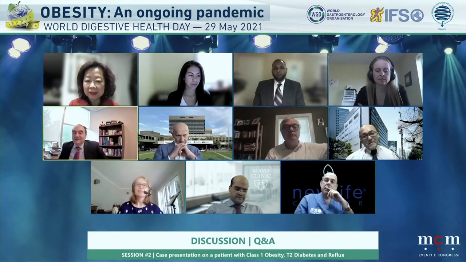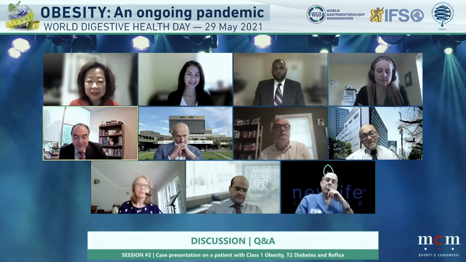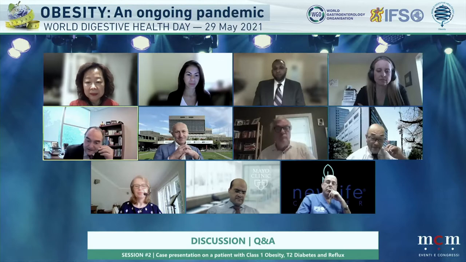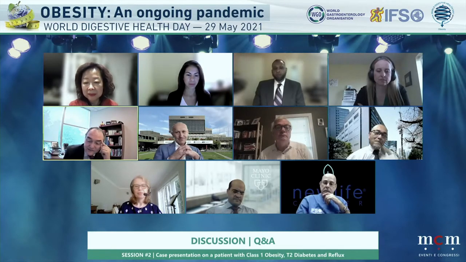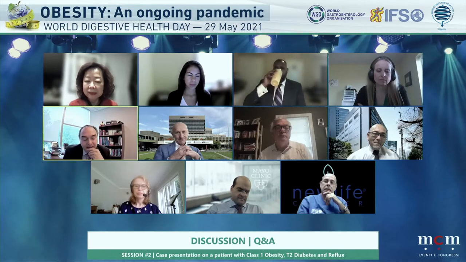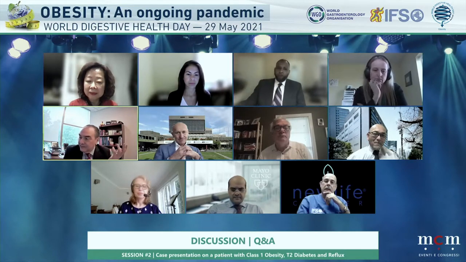Should I start? If I was going to do a gastric bypass on the patient, the Roux limb would be at least 100 centimeters because she already has a tendency to have acid reflux. And so we want to prevent or minimize the chance that she might have alkaline or bile reflux.